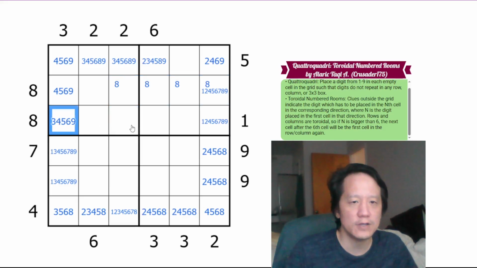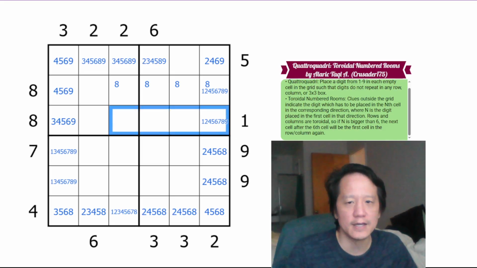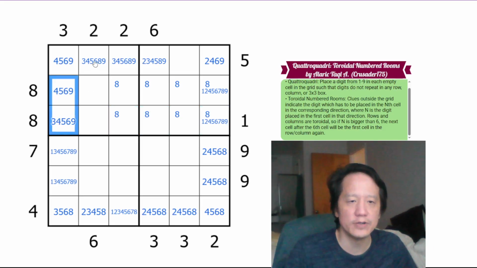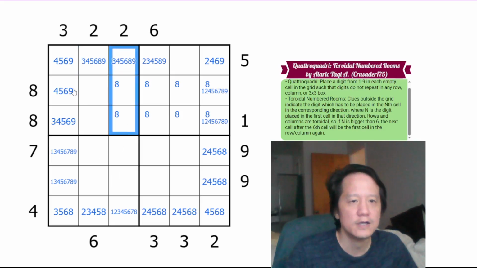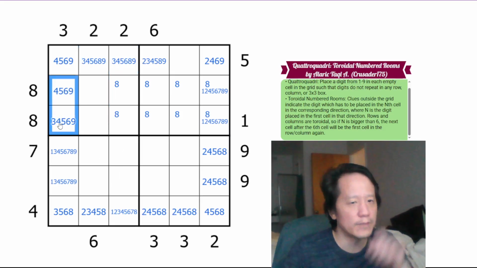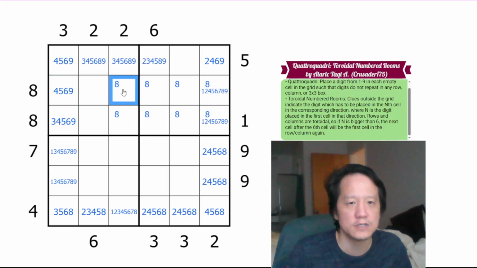This 8 could be 3, 4, 5, 6, or 9. So 8, again, has to be one of these 4 digits. Because 2 cannot be here, because 2 has to be in this box, is in columns 2 or 3. So therefore, that can't be 2. It can't be 1 or 7, because of the same problem. So 8 has to be one of these 2 digits here.